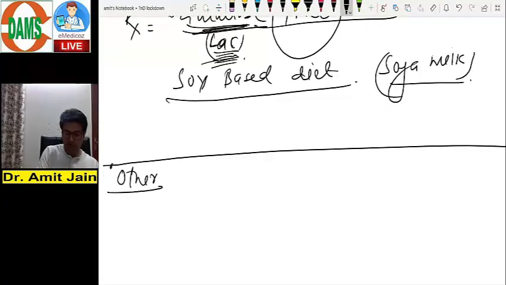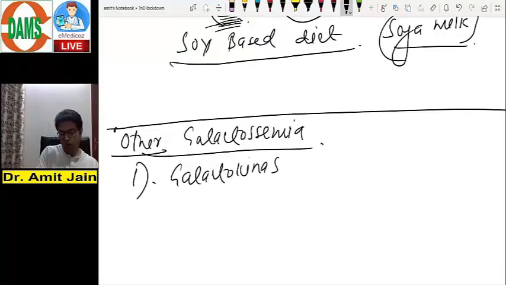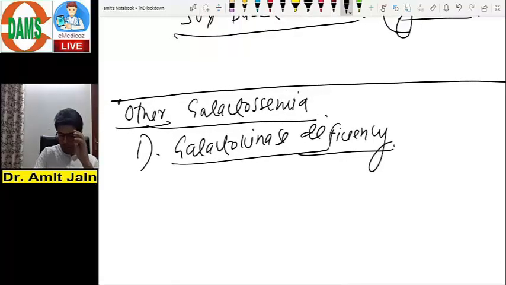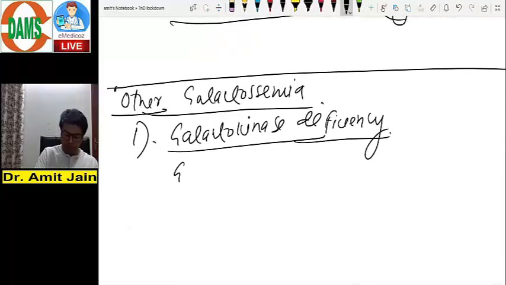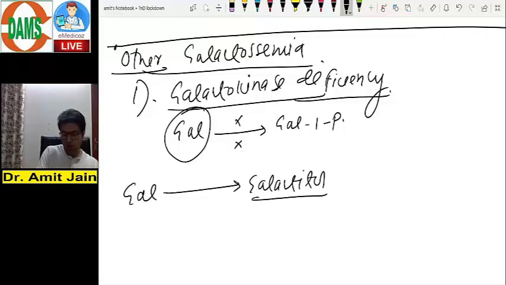So there may be another type of galactosemia. What are the other types of galactosemia that you should know? Number one is galactokinase deficiency. Guys, galactokinase is the first enzyme, so galactose is not utilized and converted to galactose 1-phosphate. Here the galactose will increase, and this galactose may convert into galactitol. I told you the enzyme.